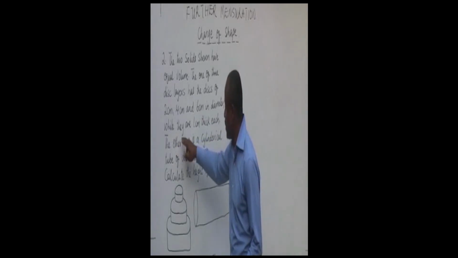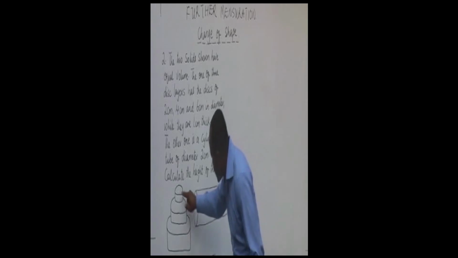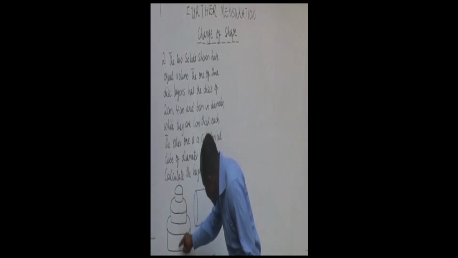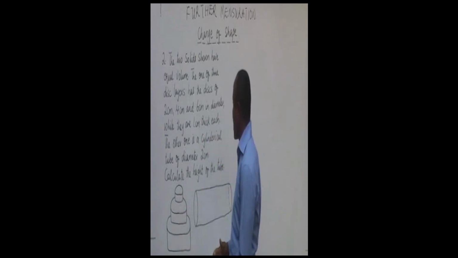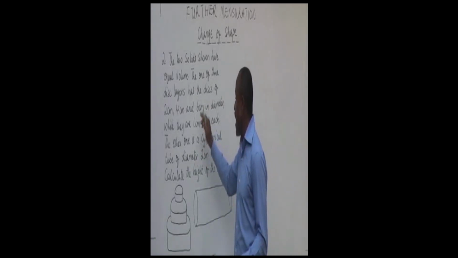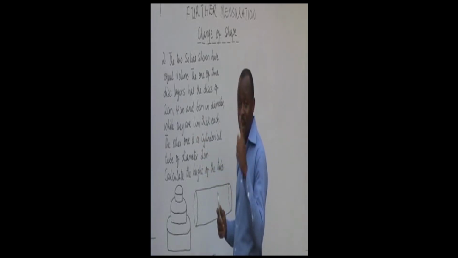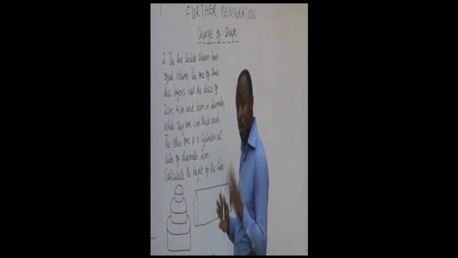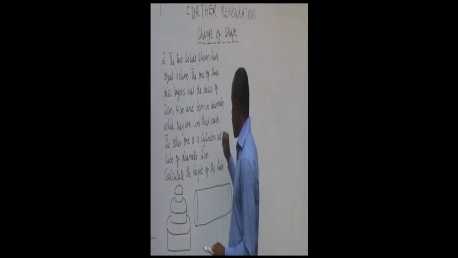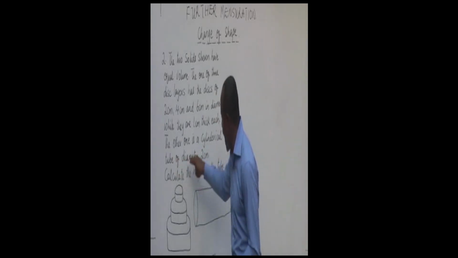Okay, while they are 1 cm thick each. 1 cm thick each. That means their height is 1 cm. That's another trick of the examiner. Instead of saying that they have a height of 1 cm, they are telling you that they have a thickness of 1 cm. It's a trick. Don't mind them. Okay, then I said the other one is a cylindrical tube of diameter 2 cm.